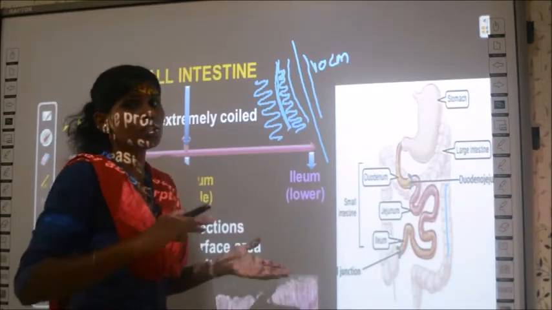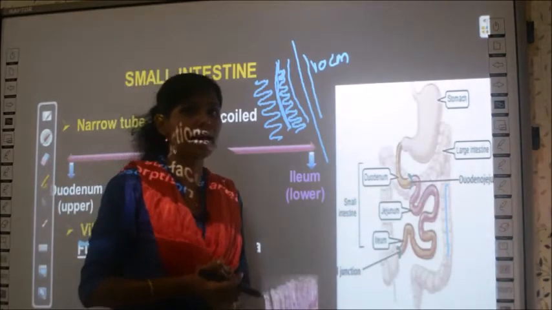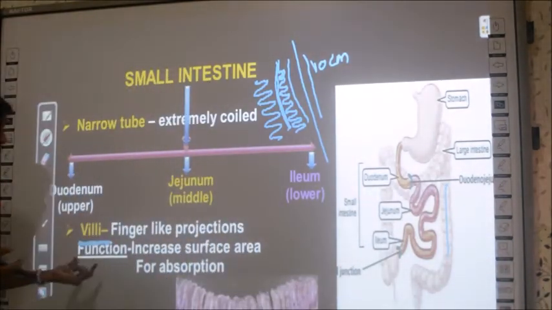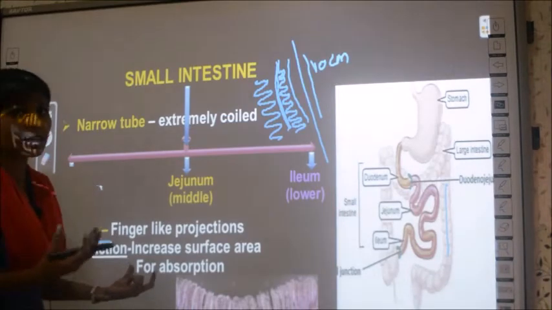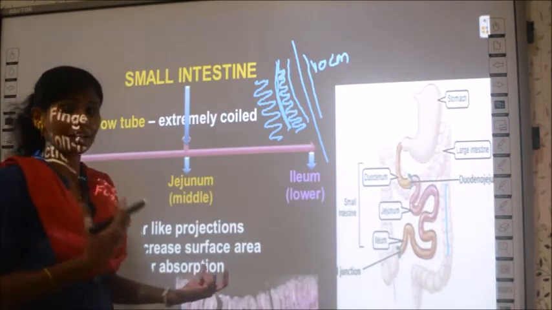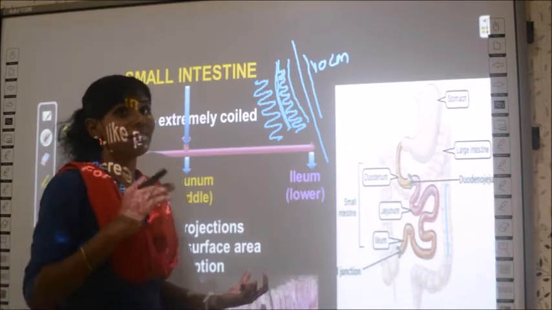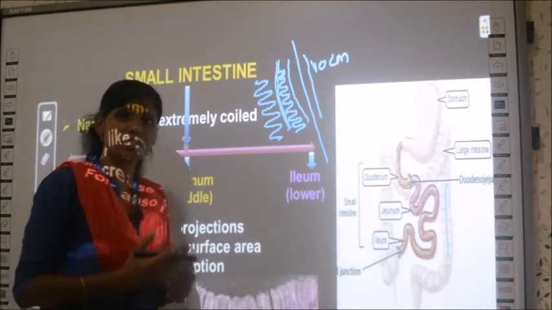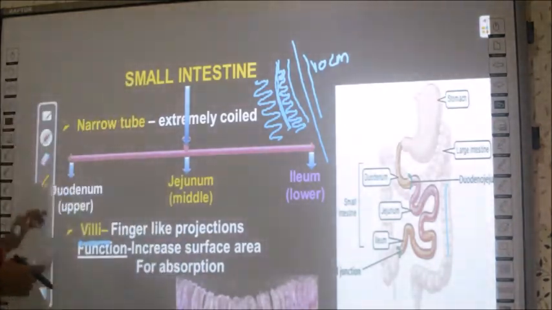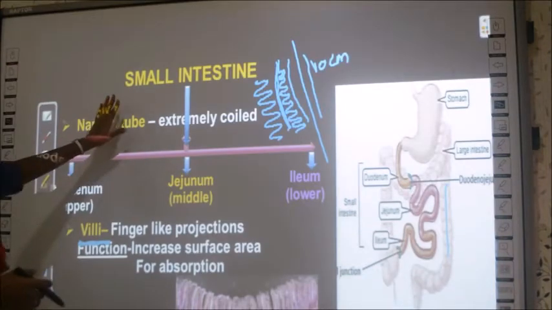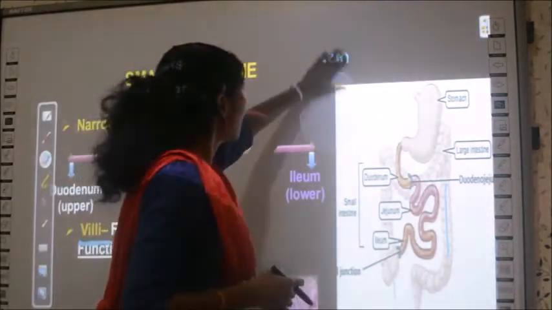And then the walls of the small intestine will have finger-like projections called villi. The function of villi is to absorb the nutrients, and they have a speciality: they have a large surface area for better absorption. So this is all about the small intestine.